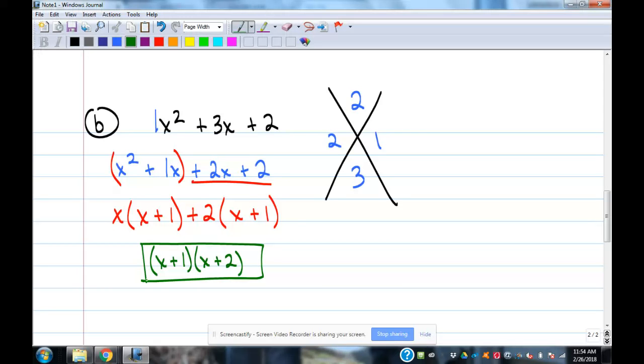Again, you can always check. When we're factoring, you can always check by remultiplying your answer. X times x is x squared. X times 2 and x times 1 together, that's 3x. And then 1 times 2 is 2. You can always check by just multiplying it back out. Okay.